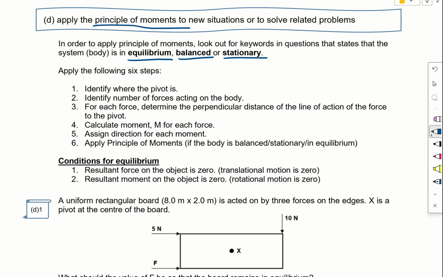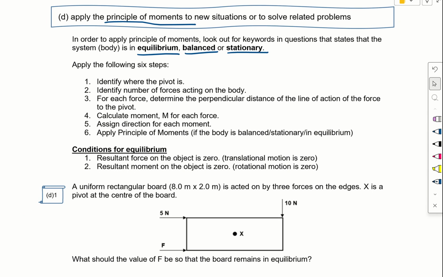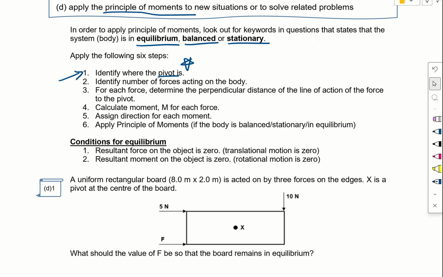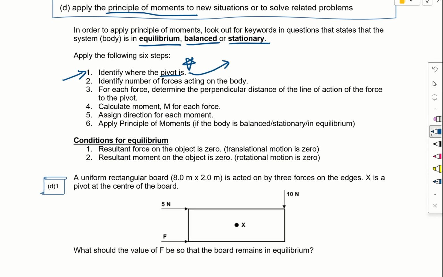So if all these are not mentioned and you don't know if the body will be in equilibrium or in balance or not rotating, you cannot use the principle of moments. Okay, so the steps will be, firstly, you need to identify where the pivot is. This is the most important step, right? Because the pivot will be used as the reference point for which all the perpendicular distances are to be measured with reference to.